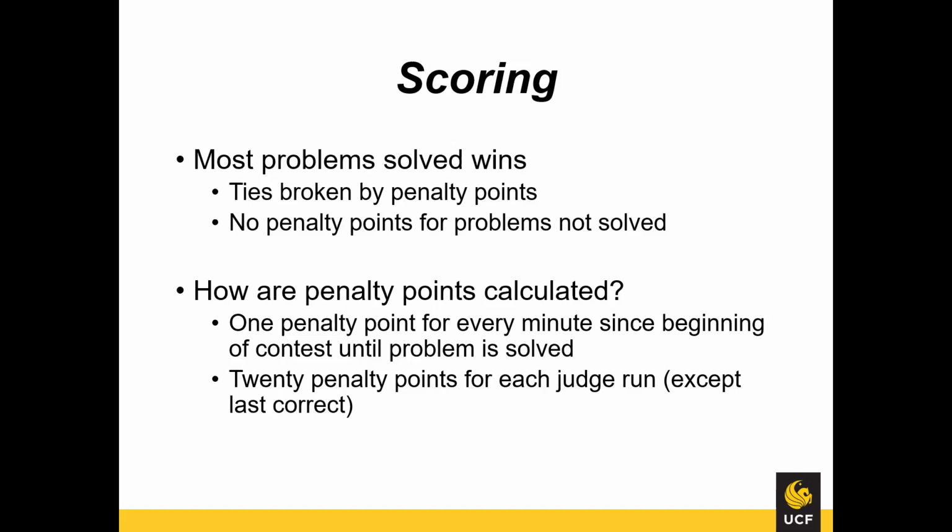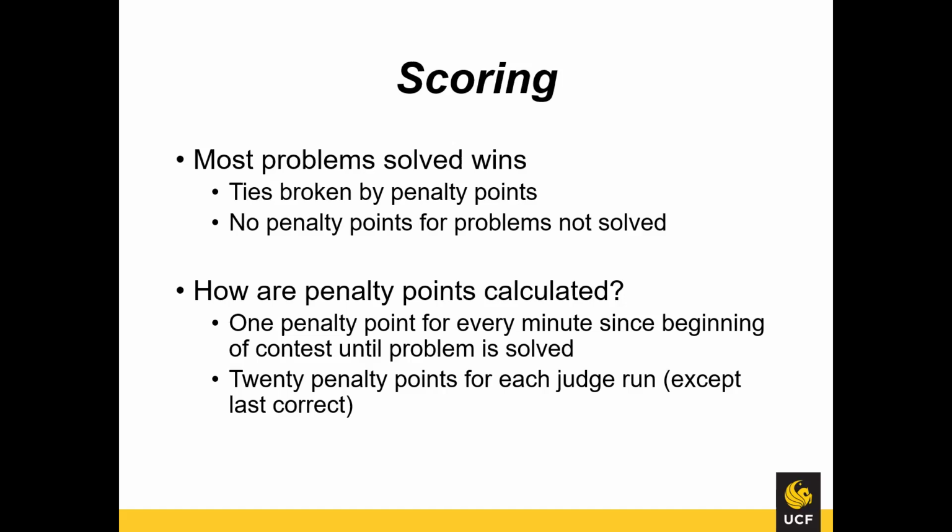And when you solve a problem, you get 1 penalty point for each minute from the beginning of the contest. For each problem, it is calculated from the beginning of the contest. So if you finish the first problem after 30 minutes, you get 30 penalty points for that problem. And if you solve the next problem 1 hour after the first one, that is really 1.5 hours from the beginning of the contest. So you get 90 points for that second problem. So you have 30 points for one problem, 90 points for another problem. That's a total of 120 points.